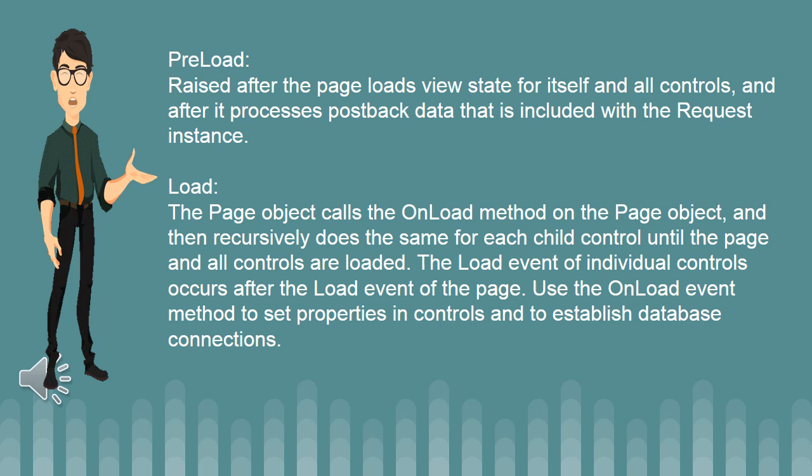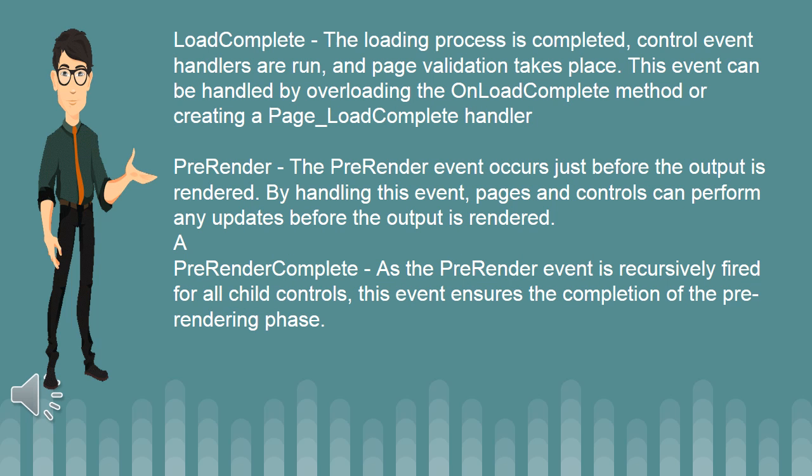Load. The Load event is raised for the page first and then recursively for all child controls. The controls in the control tree are created. This event can be handled by overloading the OnLoad method or creating a Page_Load handler. Load complete. The loading process is completed, control event handlers are run, and page validation takes place. This event can be handled by overloading the OnLoadComplete method or creating a Page_LoadComplete handler.